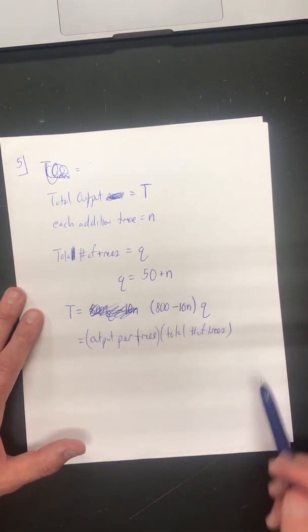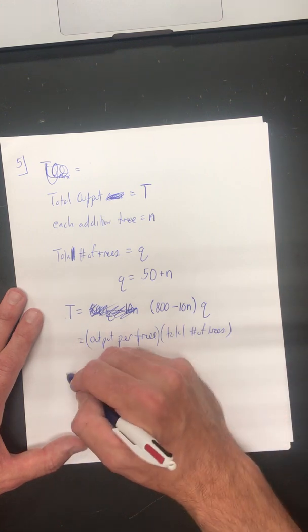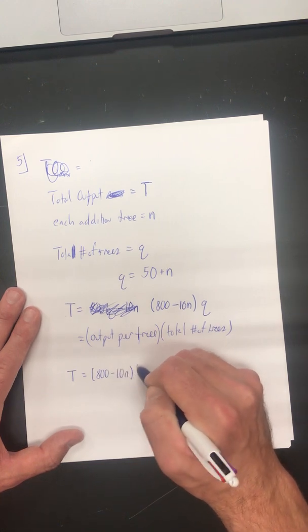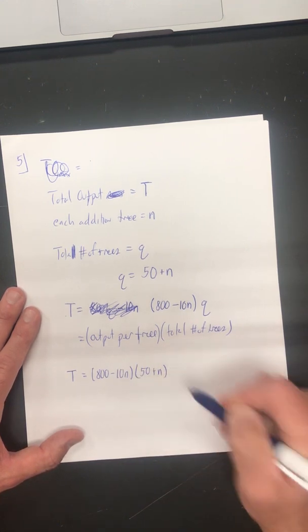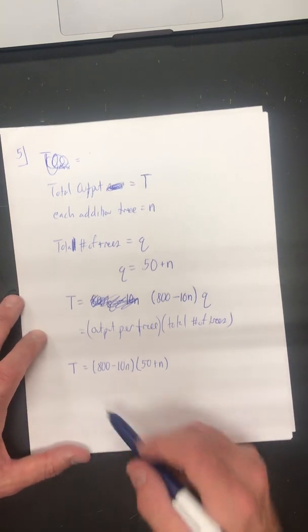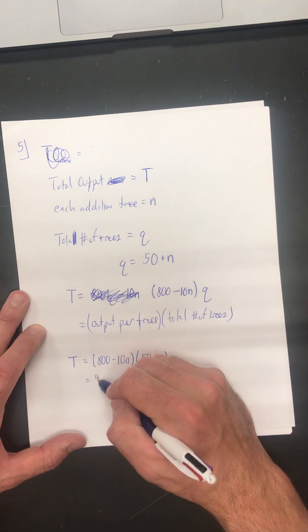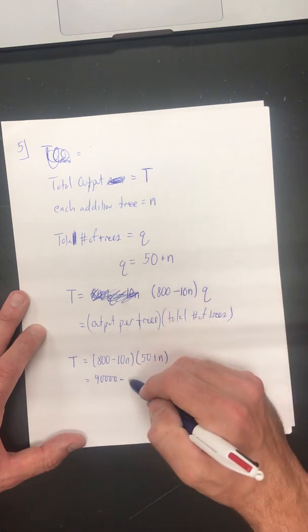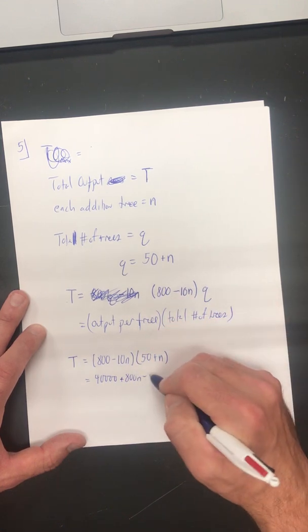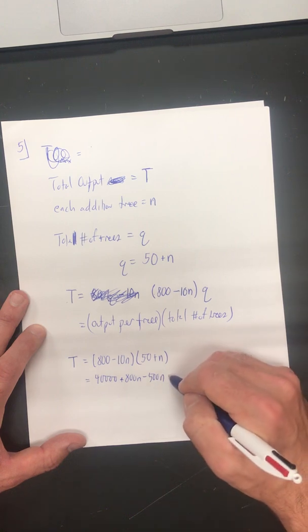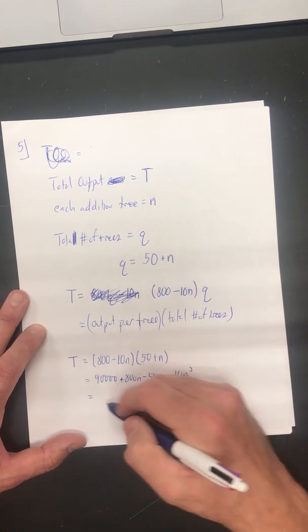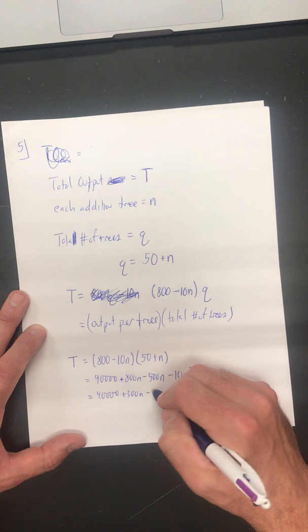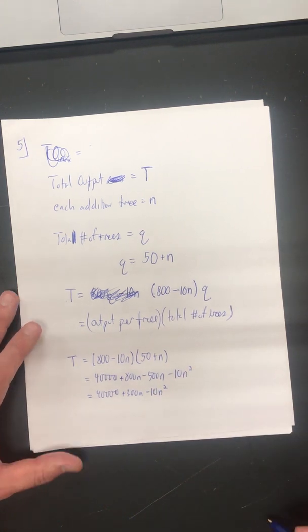So now what I want to do is get this in terms of one variable. So I think the way forward is pretty straightforward here. That's 800 minus 10n. Q is 50 plus n. And since I want to then maximize T, I'm just going to do a little work here to start out. So that's 40,000 plus 800n minus 500n and then minus 10n squared. Let's neaten that up. 40,000 plus 300n minus 10n squared. Okay. Great, so there we go, T.